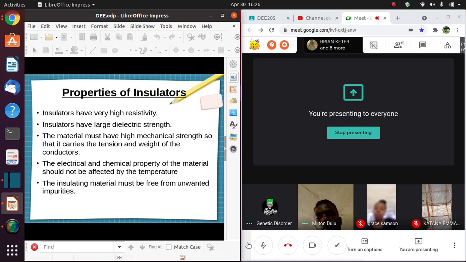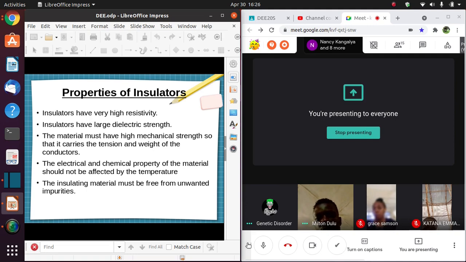The chemical property and the electrical property of that insulation should be able to withstand the elements. Si ati nikiweka charger kwa jua ina melt. It should be able to withstand temperatures. Remember, we are going to be putting our insulation through different environments. Then you have to ensure that those insulations can be able to withstand those elements.